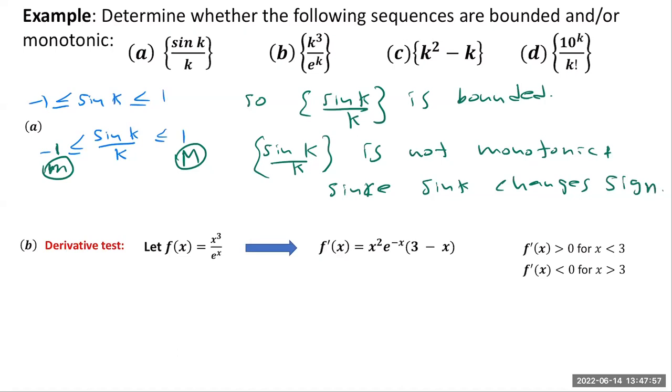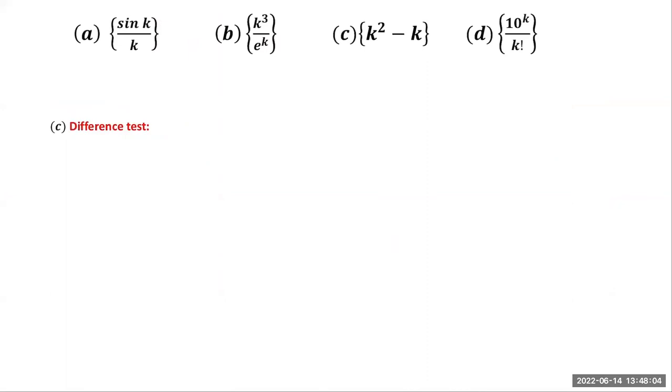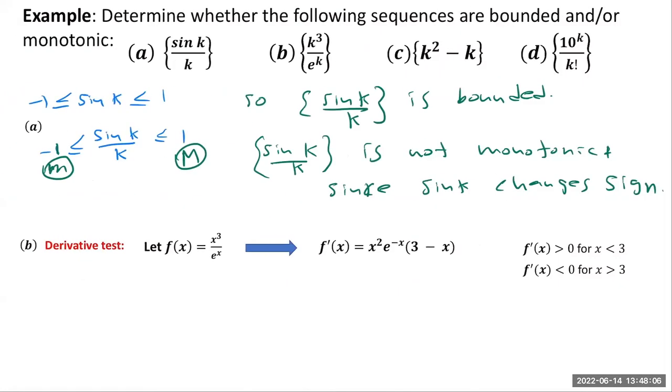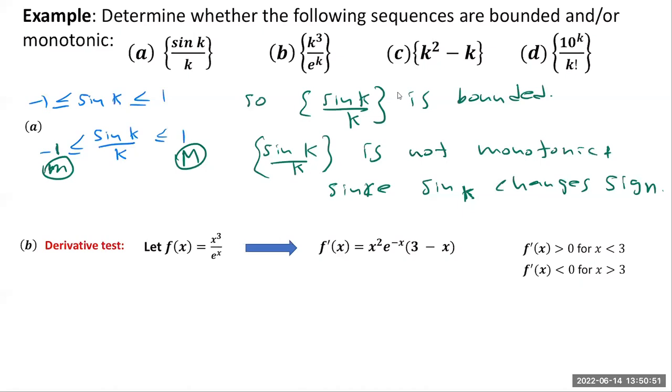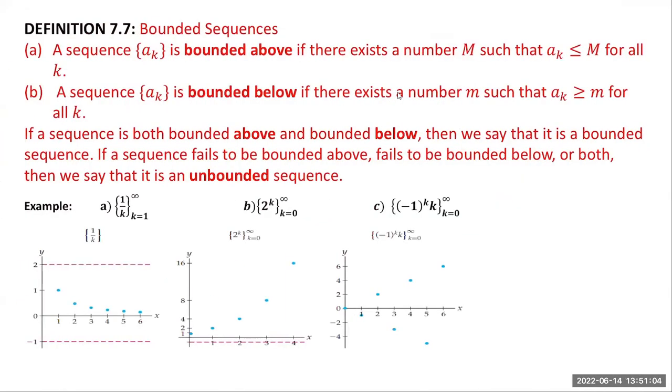All right, that completes that example. Now let's go over the next example. Okay, next let's look at part B. To analyze part B to get the monotonic properties, I'm going to use the derivative test. Remember, recalling the derivative test.